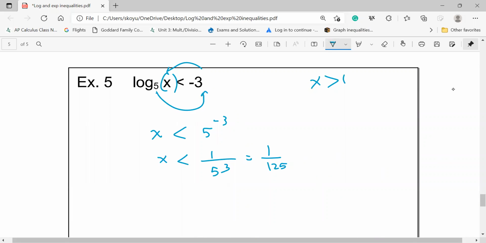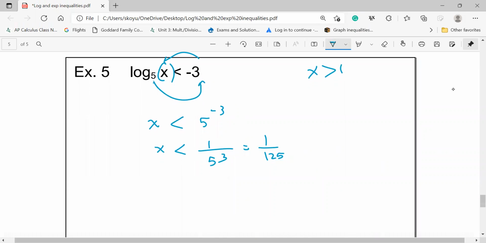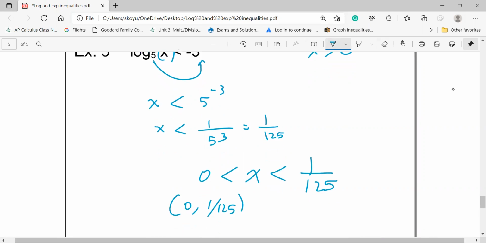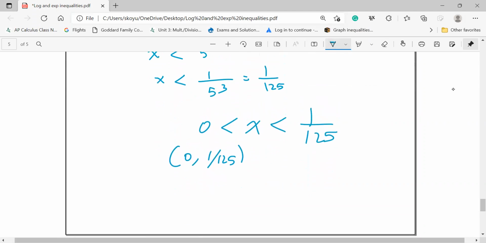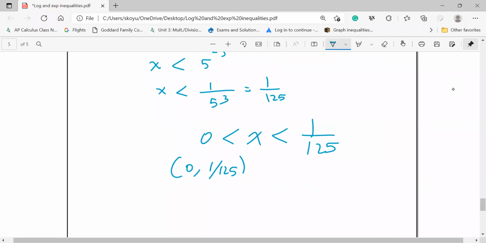Now I'm looking at 2 things, right? x is bigger than 0, and x is smaller than 1 over 125. So 0 is less than x, and x is less than 1 over 125. So then your solution is between 0 and 1 over 125. So that's basically it. So you see, it's very similar to solving exponential and logarithmic equations, with taking the most restrictive interval possible.